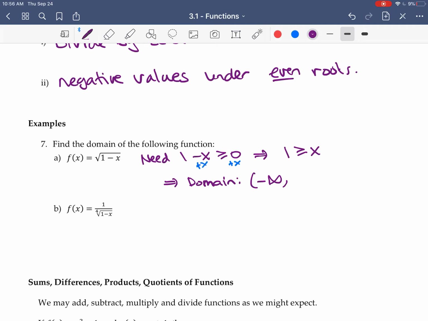So it's going to go from negative infinity to 1, and I want to include 1 because if x is 1, then I have 1 minus 1 here is 0, and the square root of 0 is 0, so that's fine. Okay, so that would be the domain for that one.